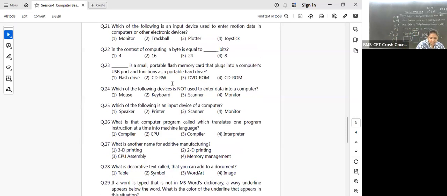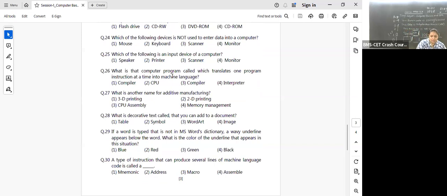Next is, in the context of computing, a byte is equal to 8 bits. Very good. Next one. Dash is a small portable flash memory card. Now see, a CD is portable, but it is not small. Next is DVD. Of course, it is not small. CD-ROM, again not small. So what is left? Flash memory. Okay, flash drive. Now, which of the following devices is not used to enter data into computer?